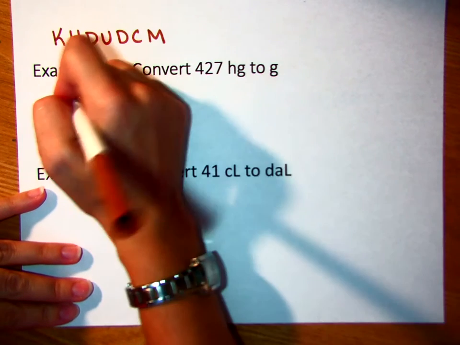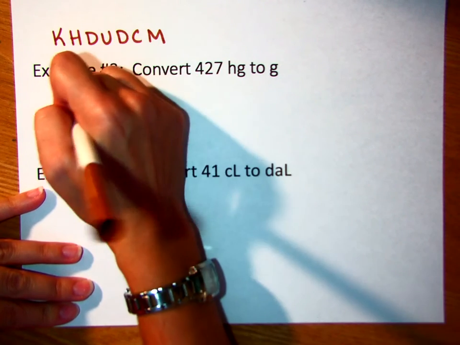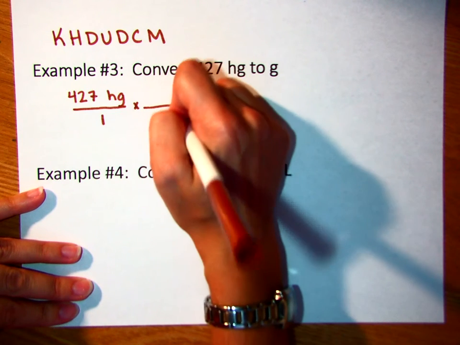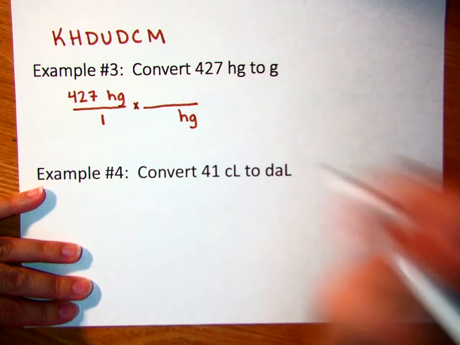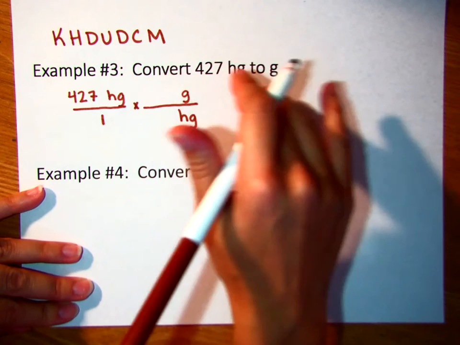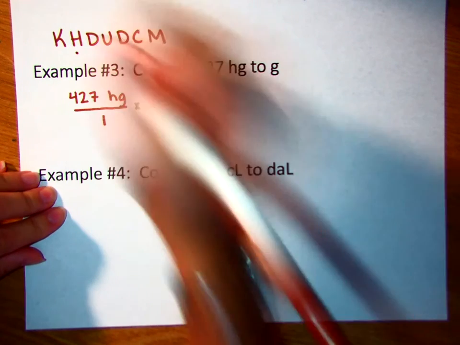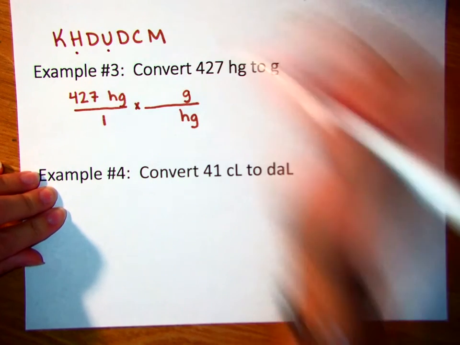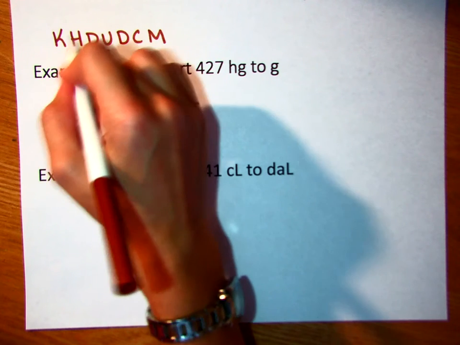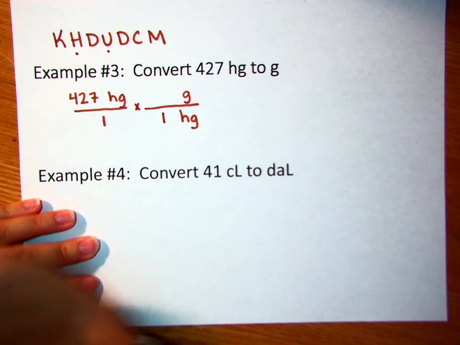So let's go ahead and take our 427 hectograms, and we're going to put it over 1. And we'll put our multiplication symbol. Hectograms is going to go here. And I can go from hectograms to grams because really I can convert anywhere within the system within 1 step. Now, here's where hectograms are, and here's where grams are. The hectogram is farther to the left, which means it's going to be larger. So 1 of the hectograms is equal to, well, let's look.